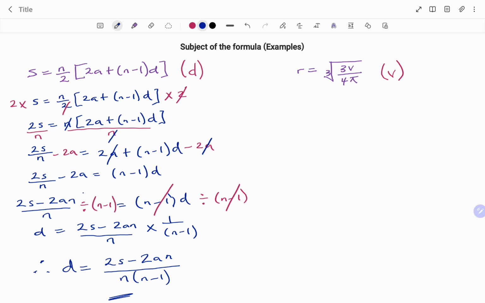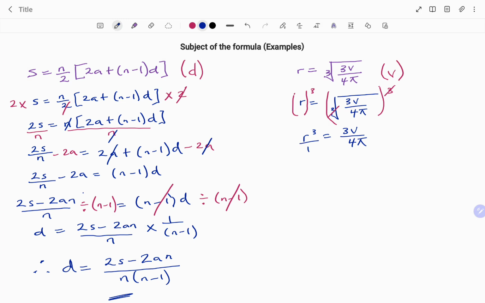For the second part of my question, I have r equals the cube root of 3v over 4 pi. To take out my cube root, I'm going to find the cube of both sides. This cube will cancel out my cube root. On my left hand side, I'm left with r cubed equals 3v over 4 pi. I'm trying to make v the subject of formula.